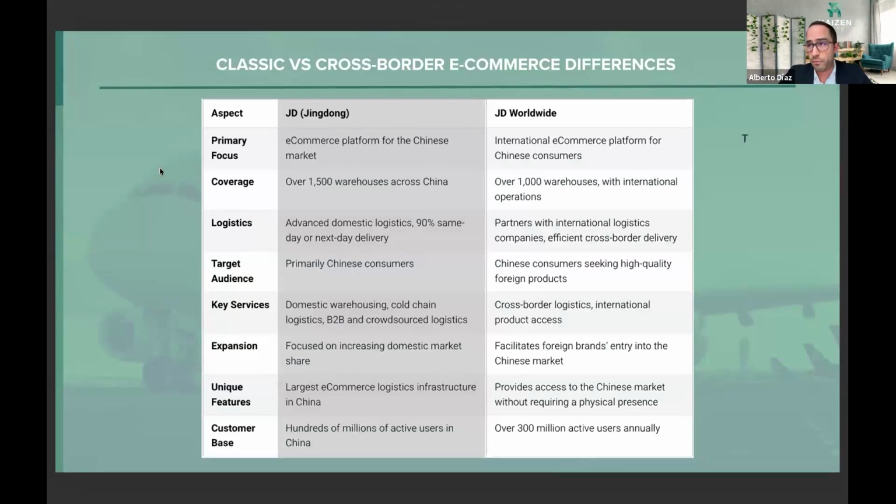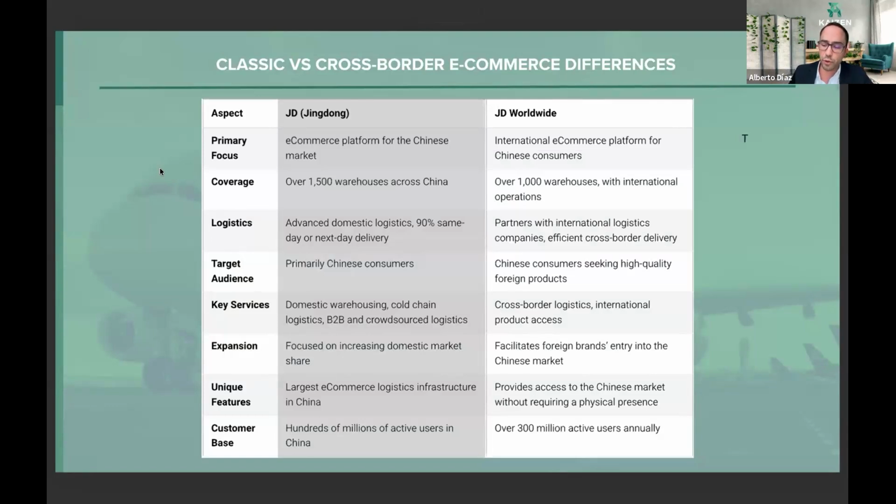Then it is by no means a small infrastructure. The number of warehouses that Jingdong Worldwide has is above 1,000 in the whole country. So it is almost the same infrastructure in terms of size as the local, non-cross-border system. So it's very big, and there are a lot of partnerships.